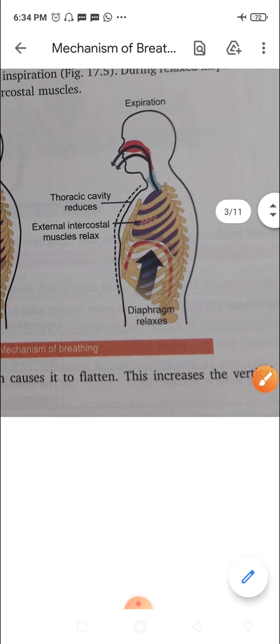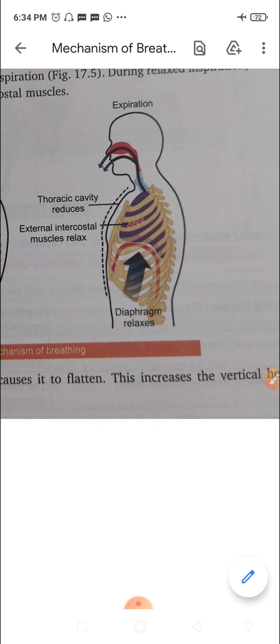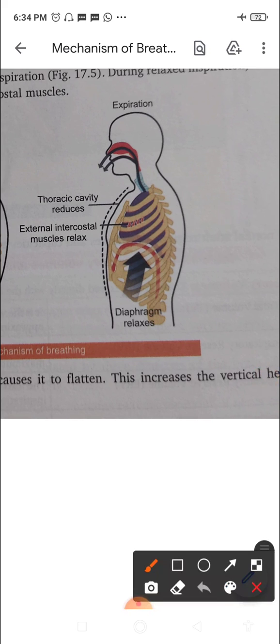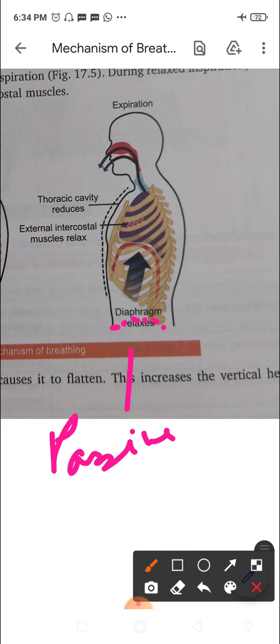Now the next stage is expiration. This was inspiration. Next is expiration, where we expel out the foul air. As I told you earlier, this is a passive process, right? The muscles of the diaphragm, earlier the diaphragm was somewhere here at the time of inspiration, and now the muscles of the diaphragm relax. So when they relax, they move back. This is the relaxed state. They move back to the original dome shaped structure, right?